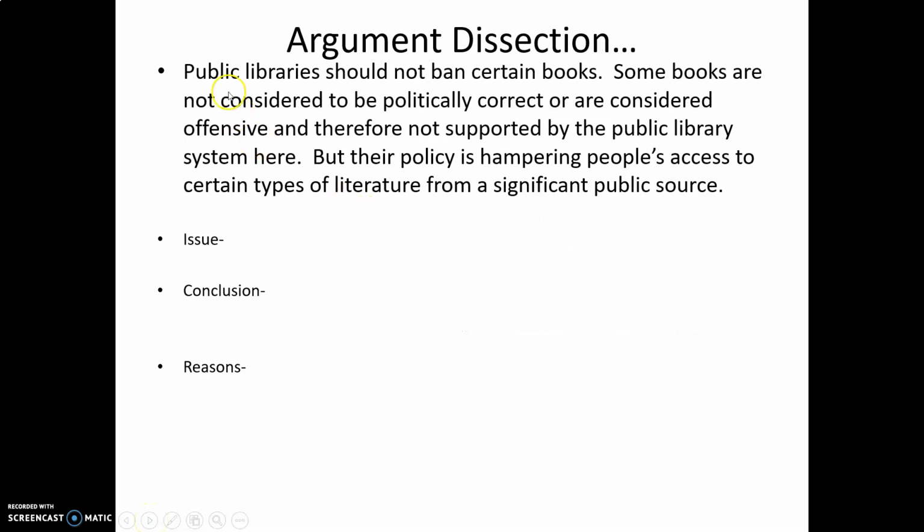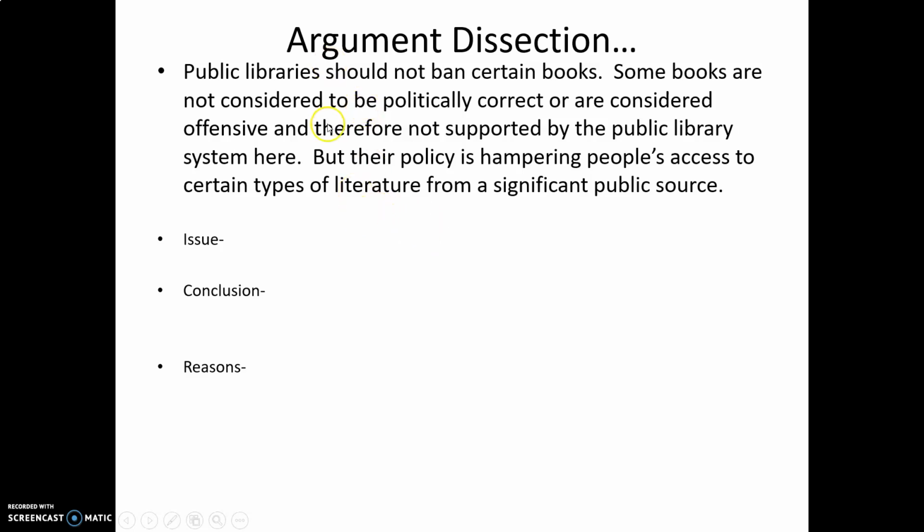So I have a little practice here. This one is super easy, but it's important to start super easy and then we build on it. That's the best way to learn. So in this piece, it starts with public libraries should not ban certain books. Some books are not considered to be politically correct or are considered offensive and therefore not supported by the public library system here, but their policy is hampering people's access to certain types of literature from a significant public source.